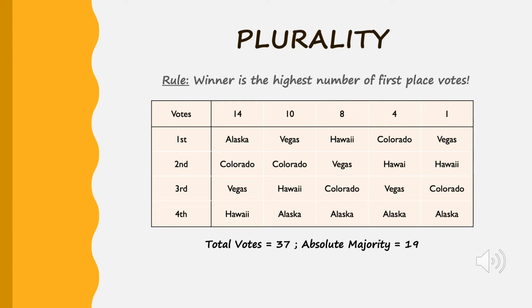So let's talk about the plurality method. Here the rule for the plurality method is that any candidate with the highest number of first place votes is just considered to be the winner. It doesn't care if the candidate reaches an absolute majority or not. So as we can see, with 37 total votes, and even though the absolute majority is 19, we can pick out Alaska as being the winner as it has 14 first place votes.